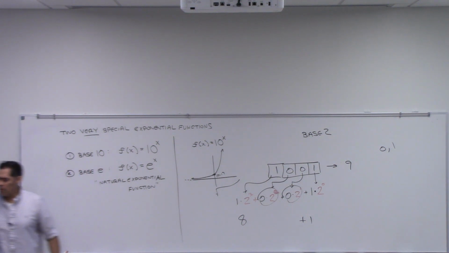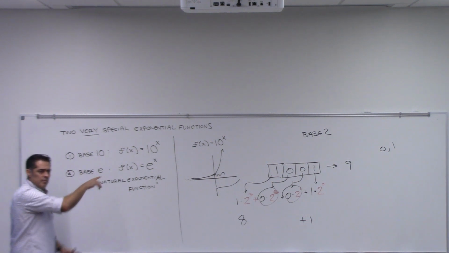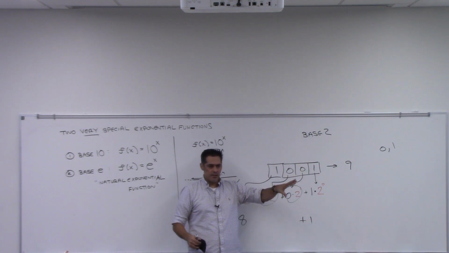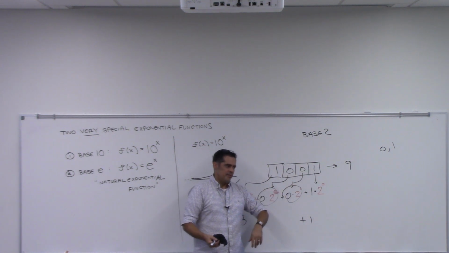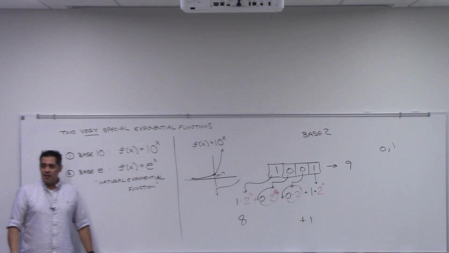So if I go to my keyboard and I hit 9, this is what the computer sees. It sees 1s and 0s only. Anyway, base 10 is important to us because we have 10 fingers, right?